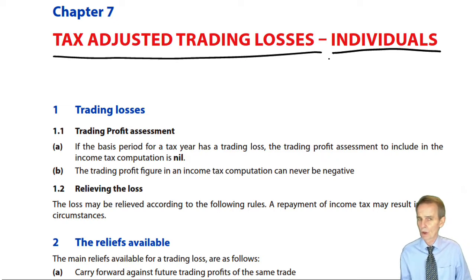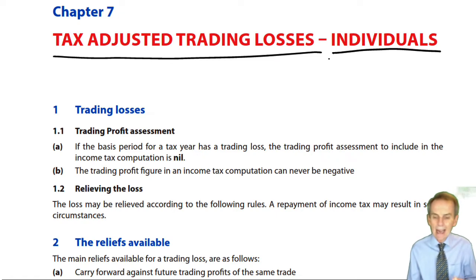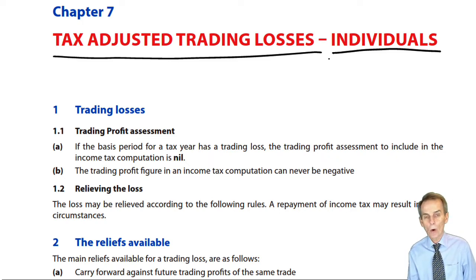Because one thing is for sure, if HMRC are going to assess us and charge us to tax on profits, then they have to, and they do, give us relief for tax-adjusted trading losses that we then sustain. Now, first of all, again, we need to know if we have a loss underpinning the basis period and the basis of assessment for the tax year, then what do we include on the income tax computation?